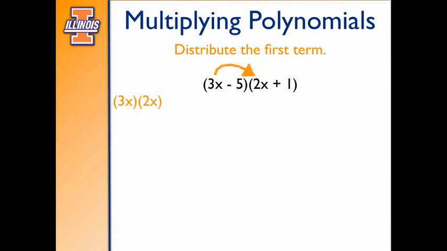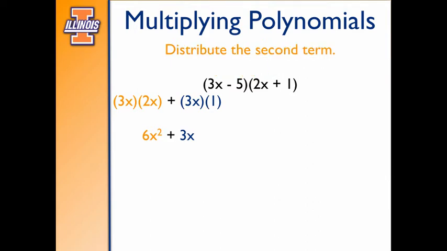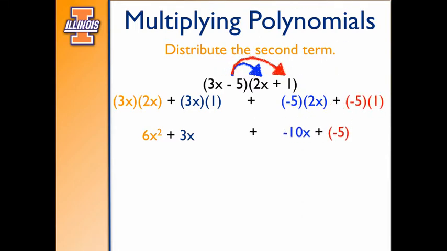So 3x will be multiplied by 2x and 3x will be multiplied by positive 1. Let's simplify that before we go on. So 3x times 2x is 6x squared, and 3x times 1 is just 3x. Then I take the second term inside of the first parentheses and I multiply it by everything inside of the second parentheses. So in this case, I've got negative 5 times 2x and negative 5 times 1. Simplifying that, I get negative 10x and negative 5.